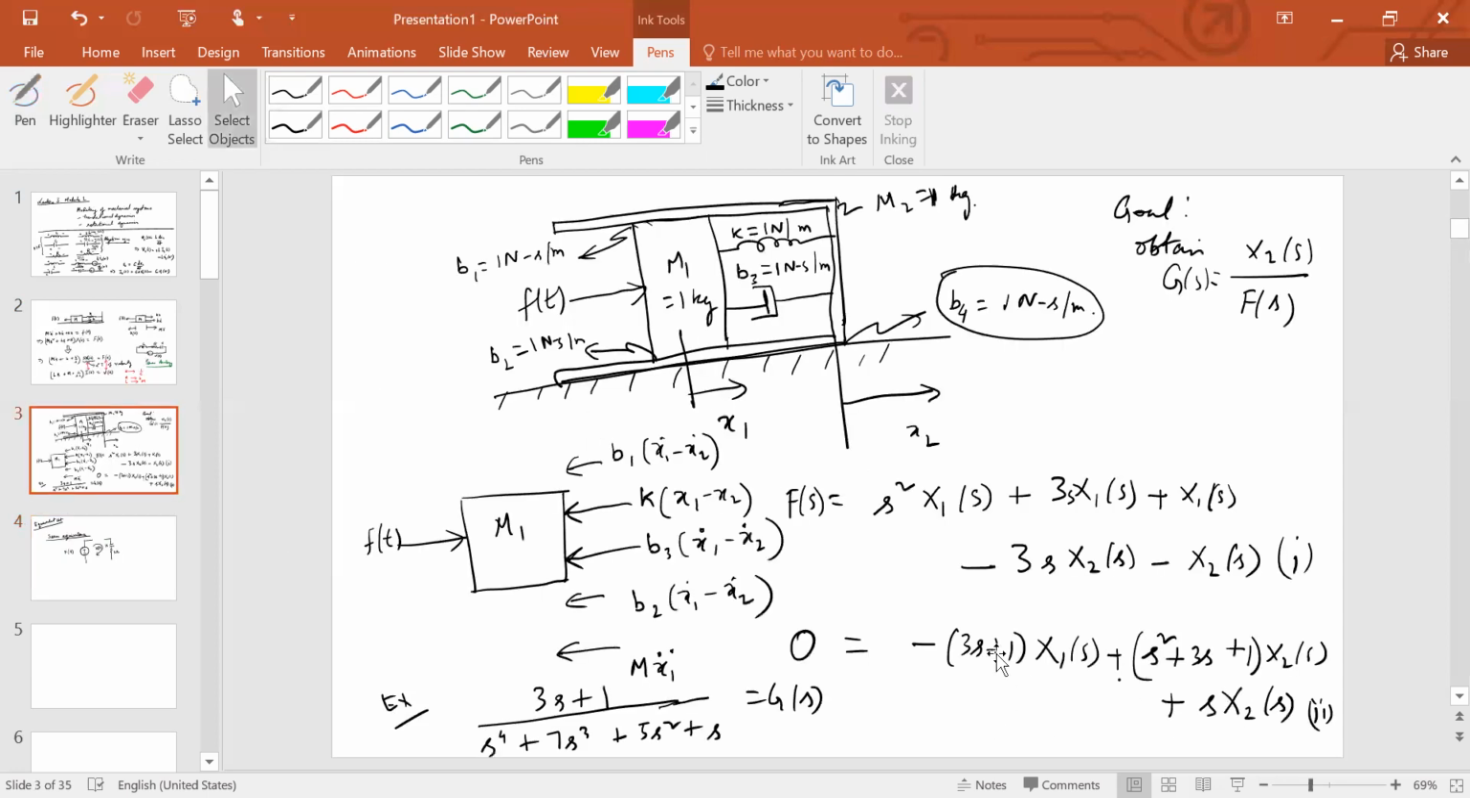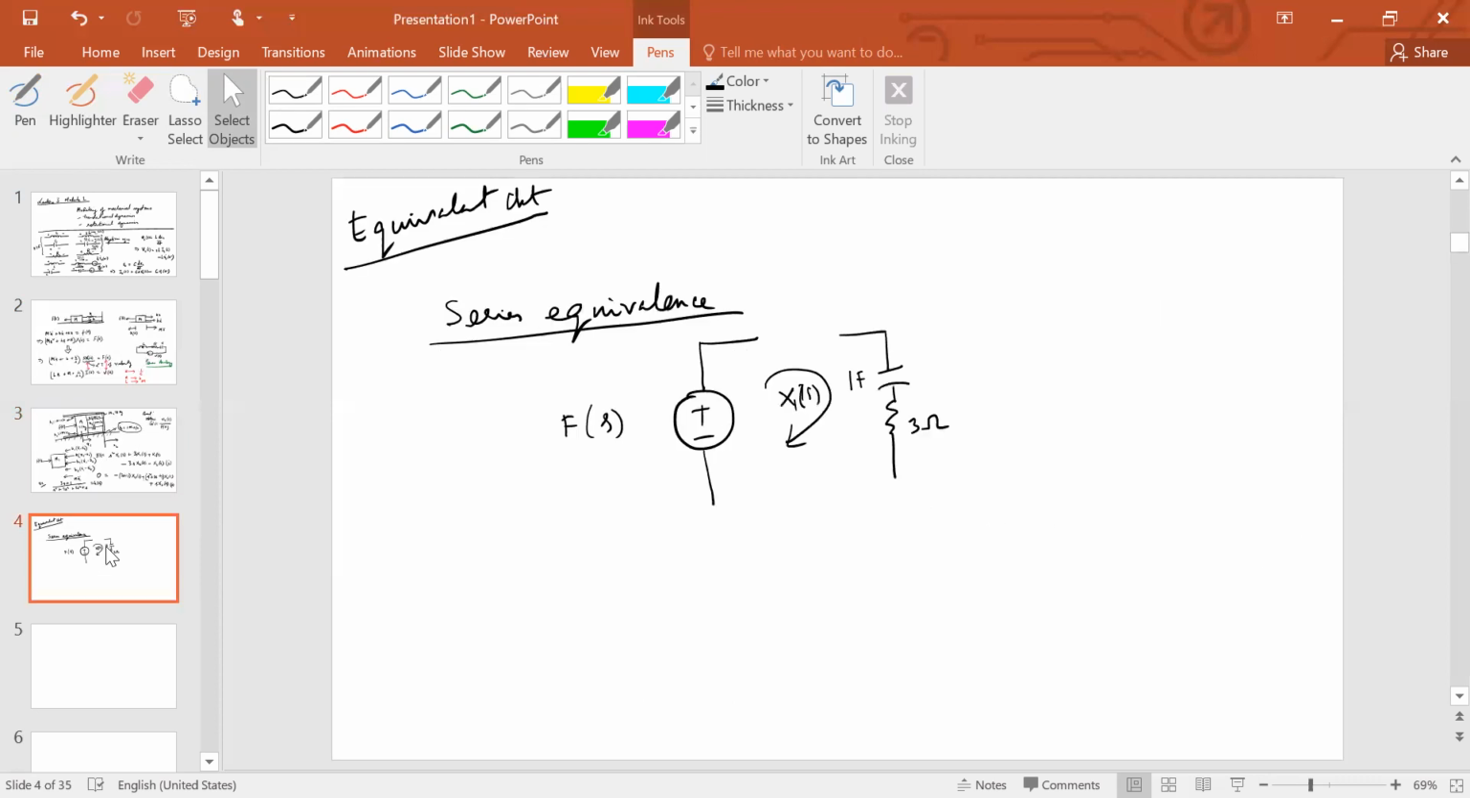Now look at this equation here. 3s plus 1 is already appearing in this. Additionally, you have s squared, which corresponds to the mass. So therefore, you have to have an inductor of 1 Henry, because the mass is 1 kg. And similarly here, what you additionally have is basically an inductor that is M2.